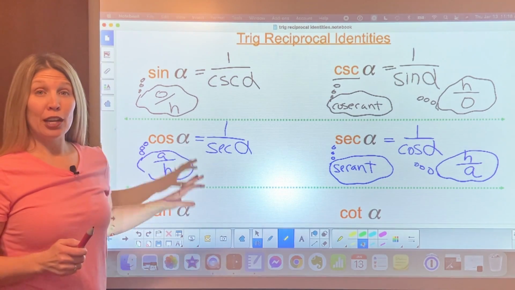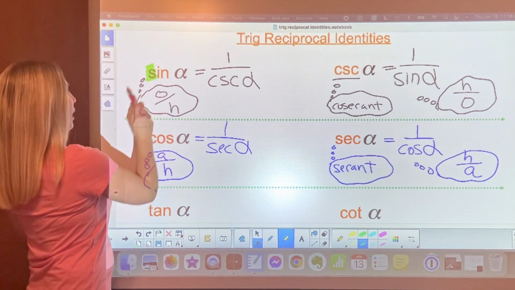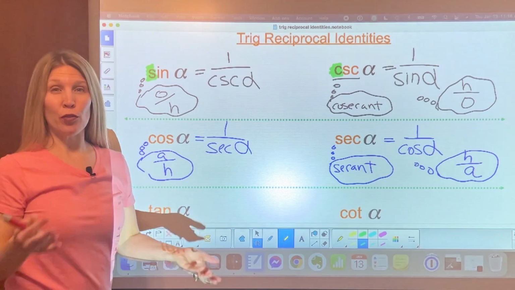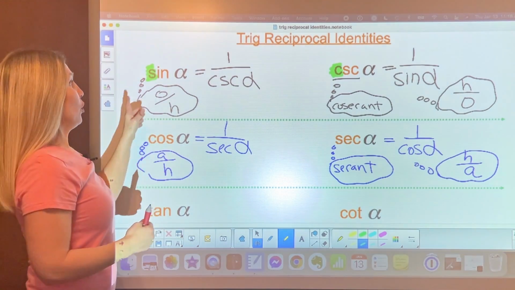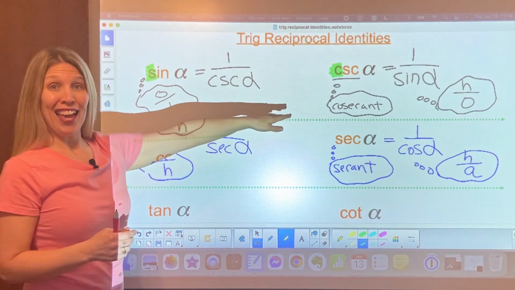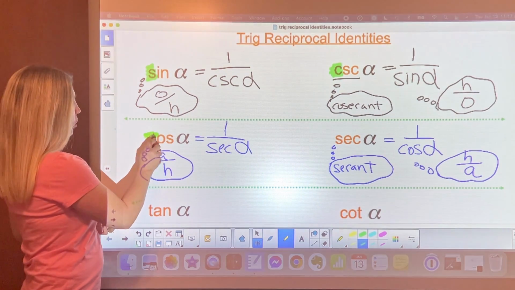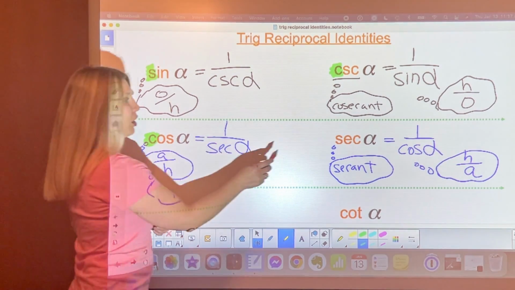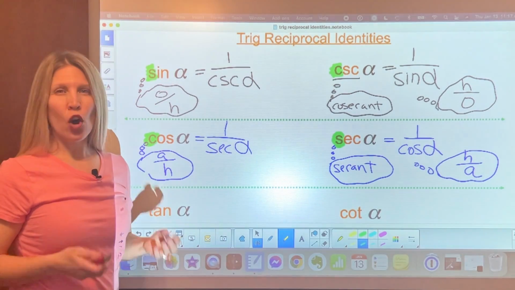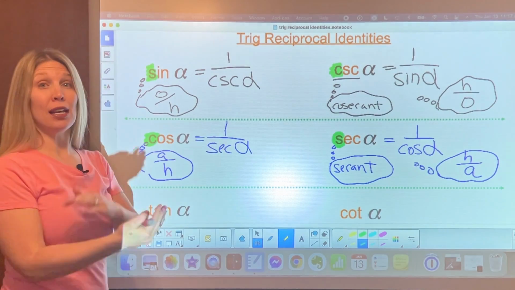Now with sine and cosine, here's a little trick to help you remember the reciprocals. Sine starts with an S, but the reciprocal of sine starts with the C. So if you think about reciprocals, it's not going to be the same letter for the reciprocal. And the same thing with cosine. Cosine starts with the letter C, however, its reciprocal starts with the letter S. Hopefully you'll just have to remember, because it's reciprocals, it's going to be the other letter.